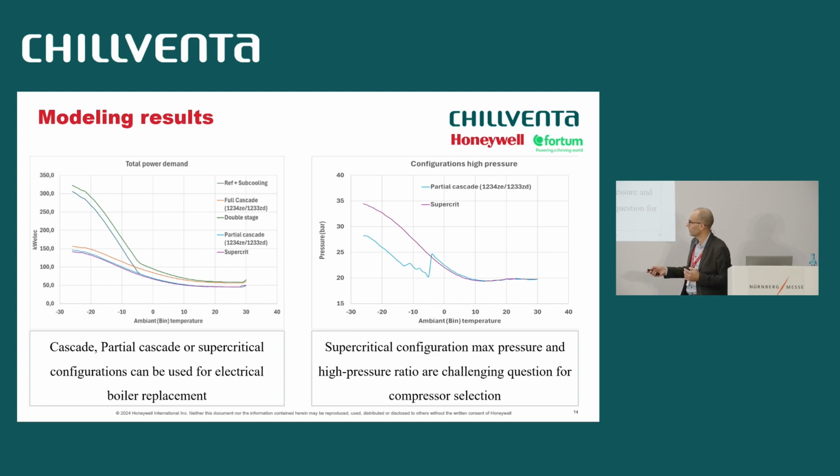And of course, the best ones, with the lowest electricity consumption, are supercritical and partial cascade. For supercritical, there is a challenge: we need to go to a very high pressure ratio. That means the efficiency of the compressor can go down, and also we have high pressure at the compressor level. So there is a challenge to find a good compressor to be able to do this configuration.